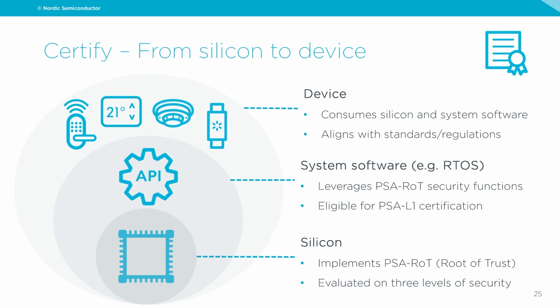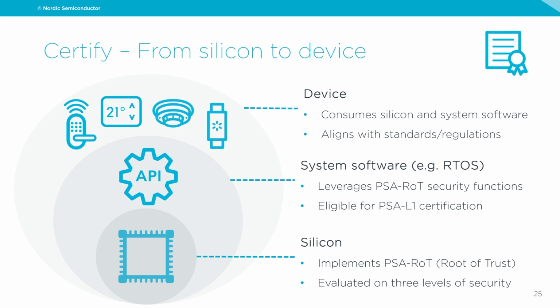And then on top of the silicon, there is the system software providing functionality that will be utilized by the application. Nartos being an example of system software. And that will build on the PSA root of trust from the silicon to implement its own functionalities. And then finally, at the top level, we have, of course, the device, so the end device. That builds on top of both the certified silicon and the certified system software. And at this level, the certifications will align with the standards and regulations also for market access.